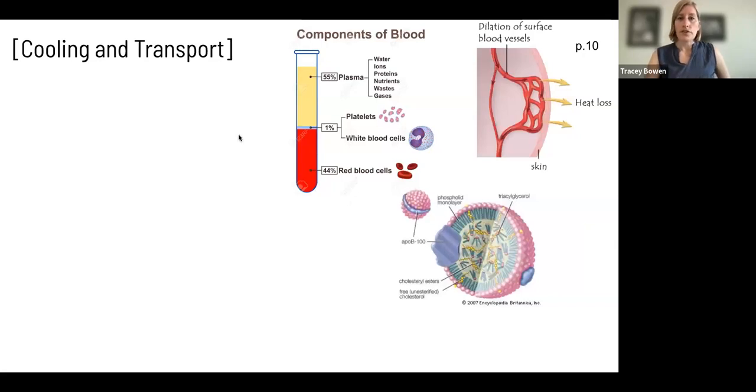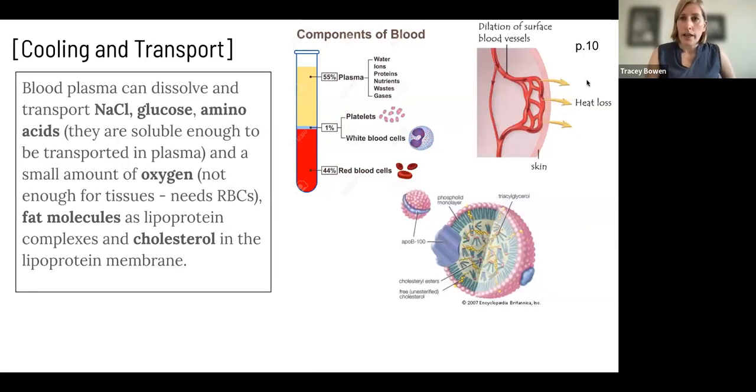Water is also used for cooling and transport throughout the body. And so most things are transported for animals not in the xylem, but in the blood plasma. And so blood plasma occupies about 55% of our blood volume, and it's going to be transporting ions like sodium chloride, glucose, amino acids. They're soluble enough to be transported in the plasma. A small amount of oxygen, but that's mostly why we need red blood cells, because they're going to be picking up and dropping off oxygen.